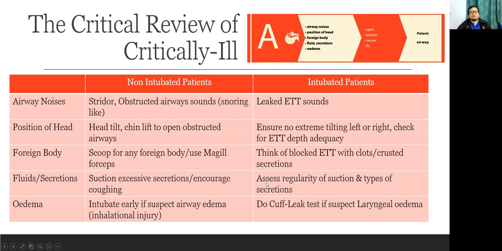So you also have to assess regularity of suction and types of secretion, because when the nurses have to do more suction and the secretion is increasing, it might indicate a new pneumonia, new infection of the lungs. And you can also objectively see whether the patient is responding to your treatment, to your new antibiotic, where the regularity of the suction is becoming lesser and lesser. And last one, if you suspect or you are treating the patient for laryngeal edema, you have to do cuff leak test.